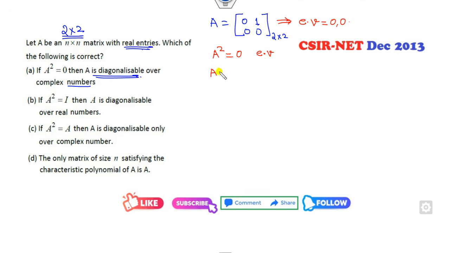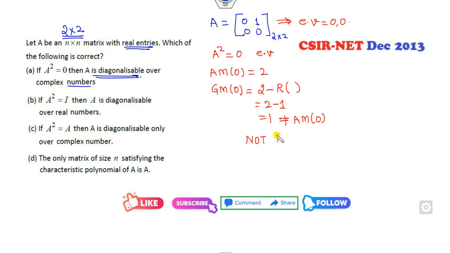0 and 0. Algebraic multiplicity of 0 is 2. Can you find the geometric multiplicity? That means 2 minus rank of this matrix. So rank of this matrix is 1, which is clearly not equal to the algebraic multiplicity. That means it is not diagonalizable. So this option is cancelled.